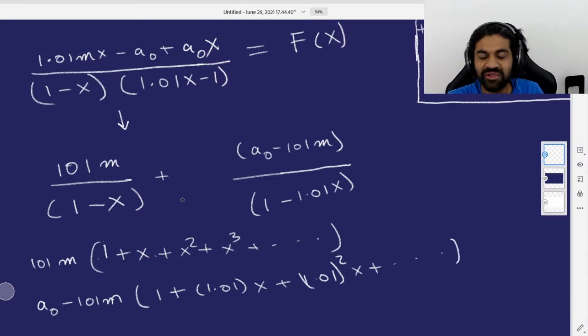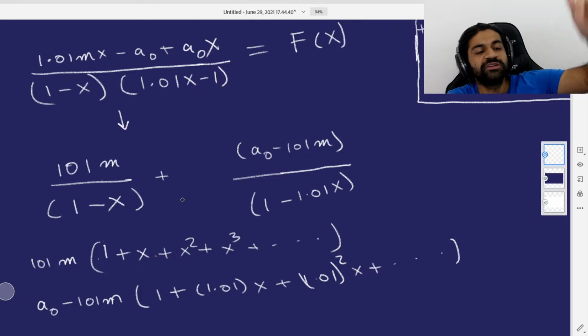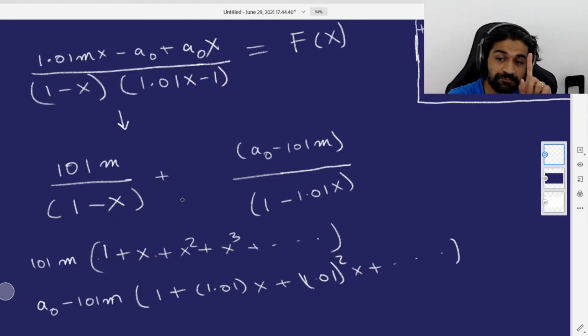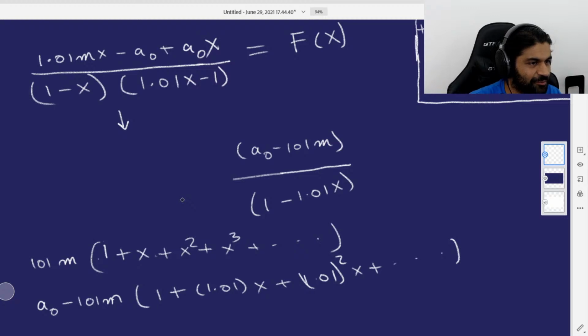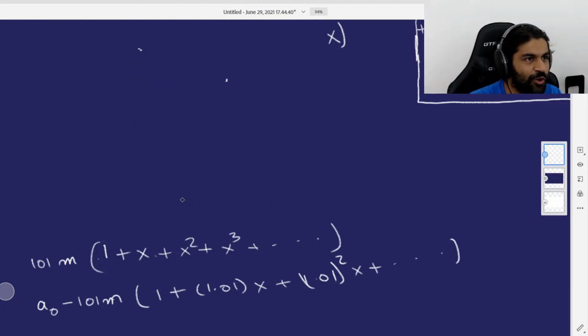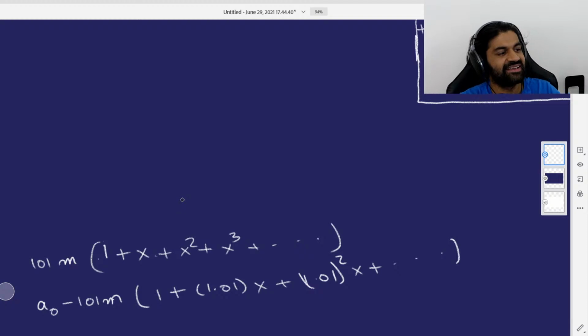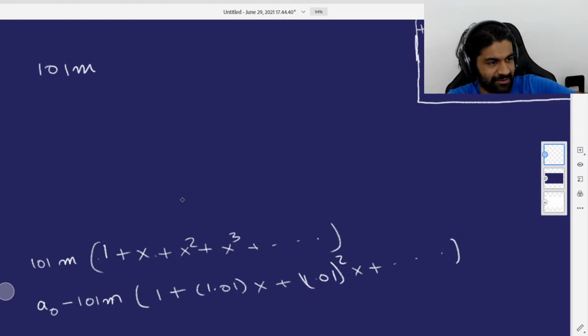Now, while this might seem like a mess, here's the thing. If you look at the coefficient of x to the n in this sum, that'll give you an explicit formula for how much you owe. So what is the coefficient of x to the n here? I'm just going to erase some of the old work so you can see. What is the coefficient of x to the n here? The coefficient of x to the n here is 101m. Okay, from the top, that's the coefficient of x to the n.